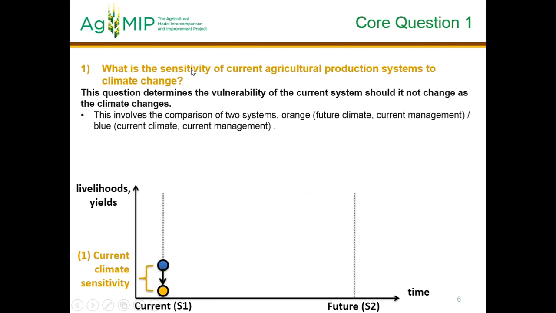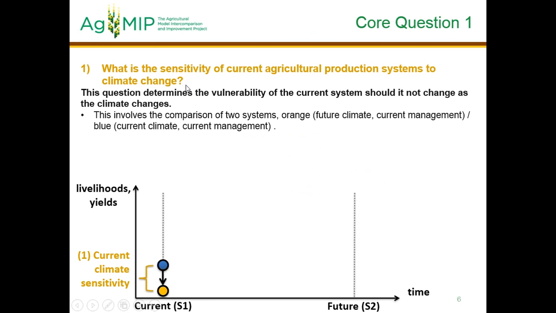So for core question 1, this is the question, what is the sensitivity of current agricultural production systems to climate change? And this question really determines the vulnerability of the current system, and at some level is a way of knocking out of complacency stakeholders who may be ignoring this problem. So if we have a current farming system and the climate changes, in many cases you'll see vulnerability just because of warmer temperatures and things like that. So this gives us the very basic idea that climate change could potentially be a challenge for the future.